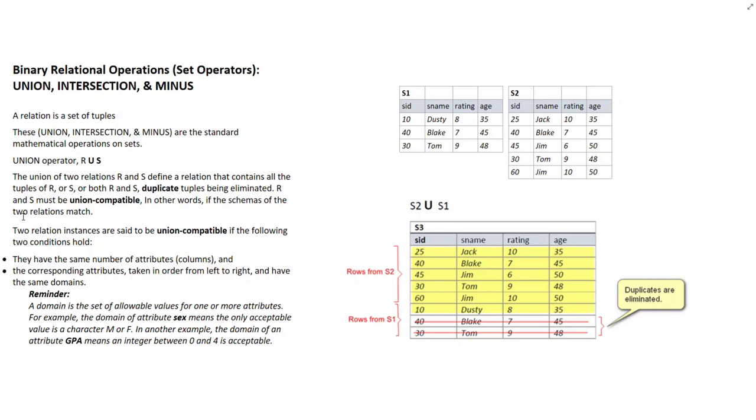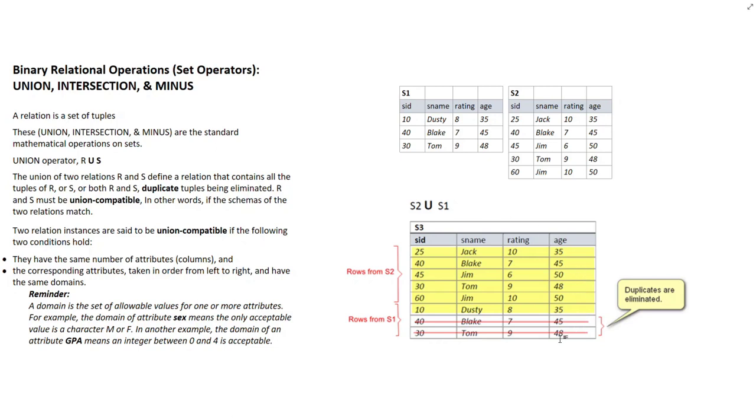So basically, union compatible in this case means these two tables have to have exactly the same number of attributes, and they have to be in the same order, and the attributes have to be union compatible, meaning they have to have the same domain. As we mentioned earlier, a domain is a set of allowable values for one or more attributes. So when we say the domain of a certain attribute, that calls for its data type and the range of acceptable values.